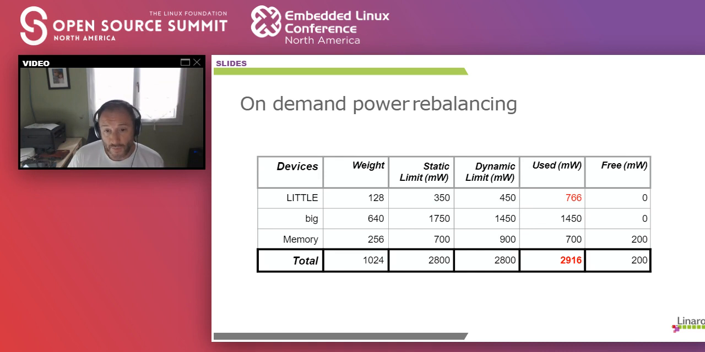We are still violating the power limit, but we still have 200, which is not needed for the memory. So we can take this 200 and give it to the little. But we are still above the limit. So there is no more free power, and we have one which is above its own limit. So we don't have the choice. We need to cap it. We cap it, then that reduces the used power. And now the used power is equal to the dynamic limit, which is equal to the static limit of the entire package.